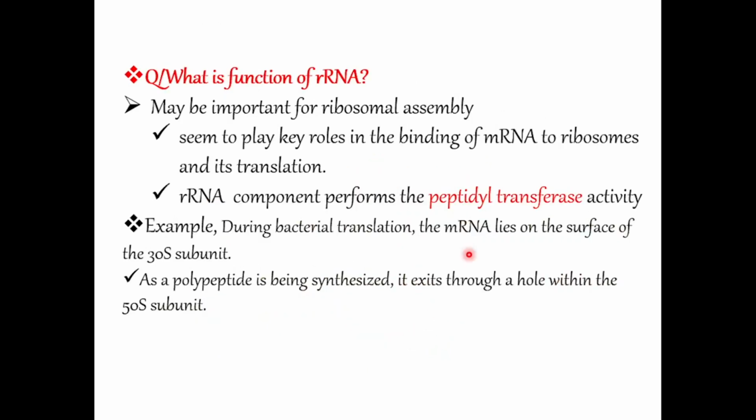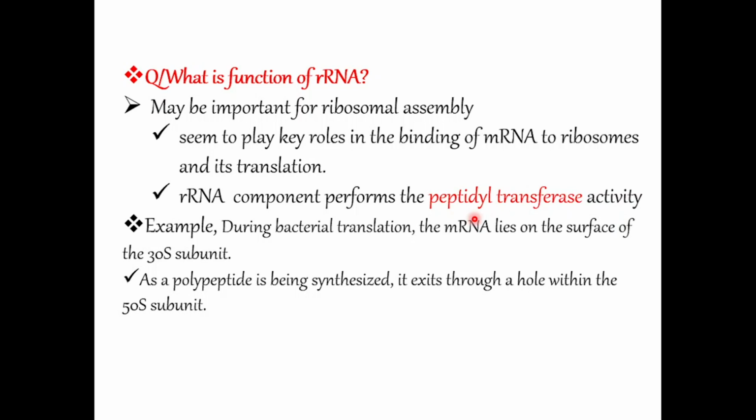The function of ribosomal RNA is very important in ribosomal assembly. It seems to play a key role in binding of messenger RNA to the ribosome and may be important in the process of translation. For example, in case of bacteria, 16S ribosomal RNA has the Shine-Dalgarno sequence. It is a unique sequence that is very important to initiate the process of protein synthesis. The other role is peptidyl transferase activity.